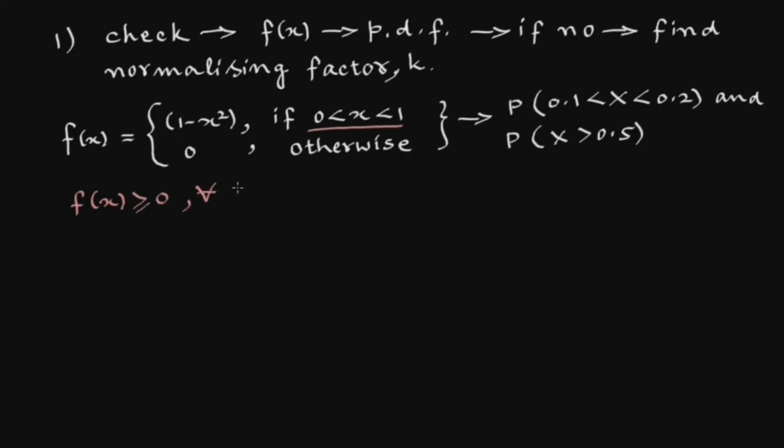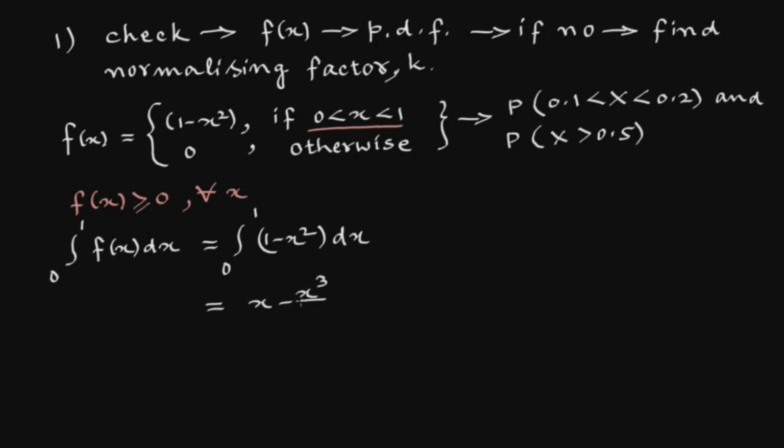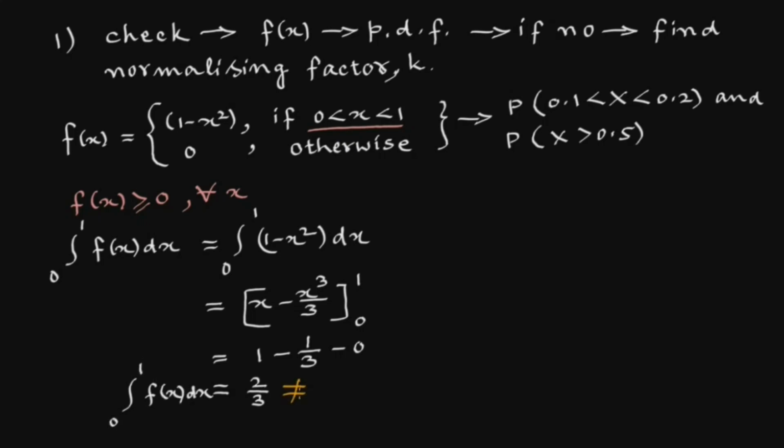Here, since x lies between 0 and 1, f(x) is non-negative for all x. Now we find the integral of f(x) dx from 0 to 1, which is the integral from 0 to 1 of (1 - x²) dx, which is x - x³/3 from 0 to 1. That will be 1 - 1³/3 - 0, which is 3/3 - 1/3, that is 2/3.